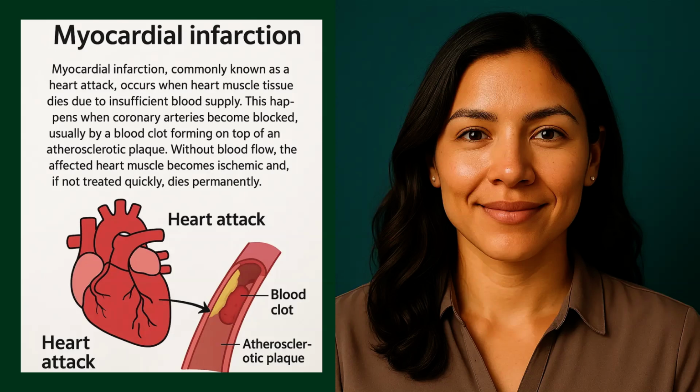Myocardial infarction, commonly known as a heart attack, occurs when heart muscle tissue dies due to insufficient blood supply. This happens when coronary arteries become blocked, usually by a blood clot forming on top of an atherosclerotic plaque. Without blood flow, the affected heart muscle becomes ischemic and, if not treated quickly, dies permanently.